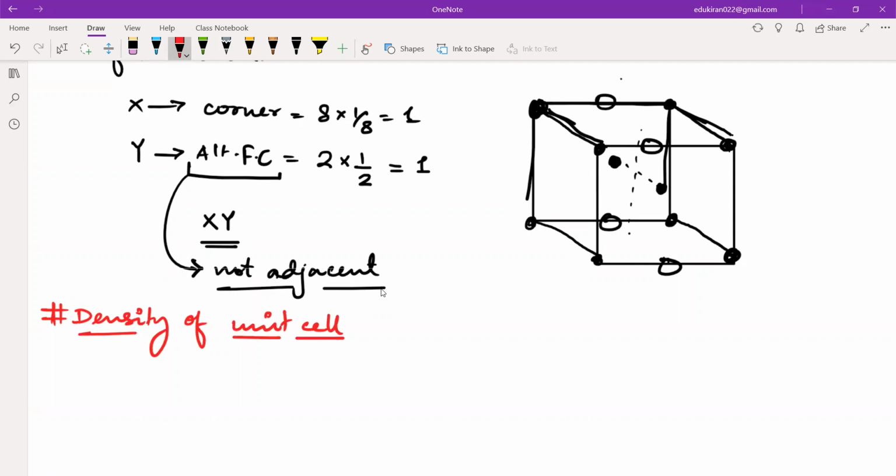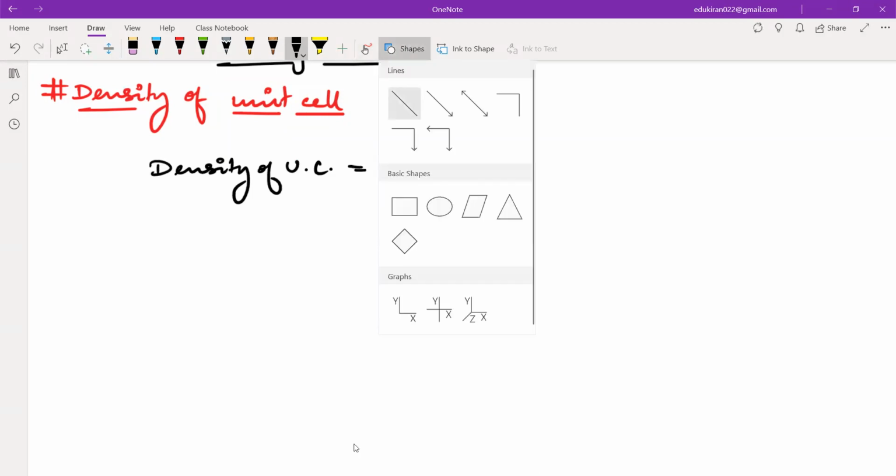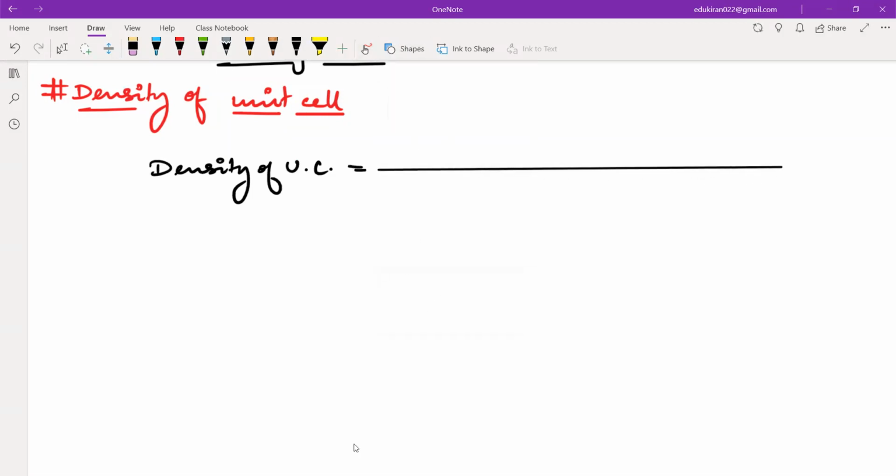Density of unit cell. Done. Can I start the topic? Yes or no? Yes, sir. Okay. Now all of you tell me, what is the formula for density in general? Density is equal to? Mass by volume. Very good. So here we have density of unit cell. So this density will be equal to the mass of unit cell divided by the volume of unit cell. Yes or no?